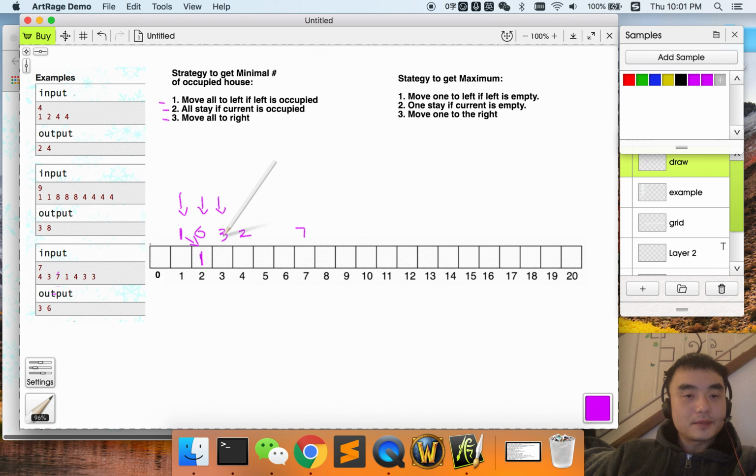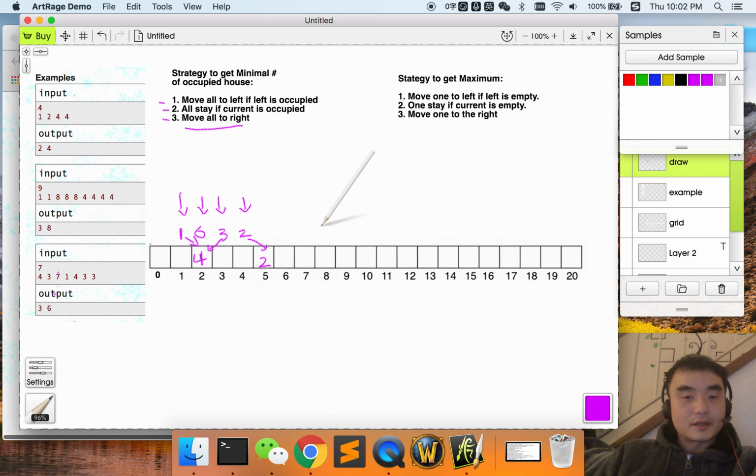Point to here. So 3 people here. And the left house is occupied. Cool. We move all 3 of them to its left. So we have 4 people here, right? And we move on. So left house is occupied? No, not occupied. So or stay if current is occupied, not occupied. So move to its right. So move these 2 guys to its right, right?